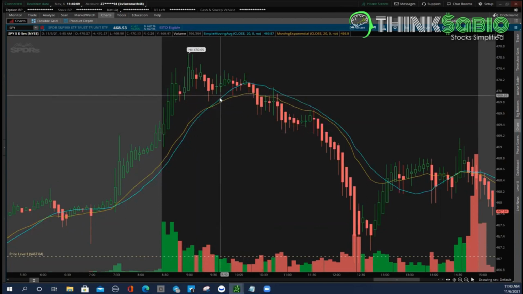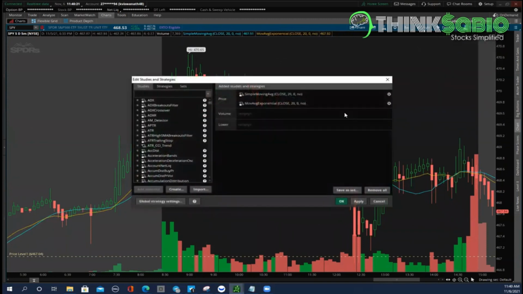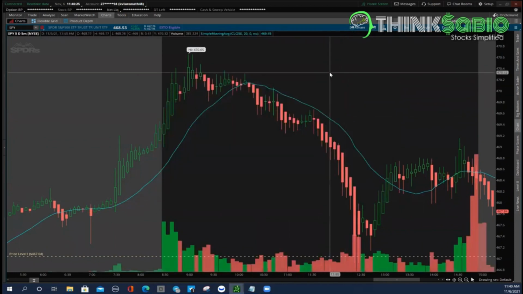So a moving average is nothing but it will average the price of the last few candles, and then it will plot a line here, right? So that's a moving average. Now, how do we use this moving average? Let me take off one of the moving averages. I will take off the exponential. I'll keep the simple moving average.